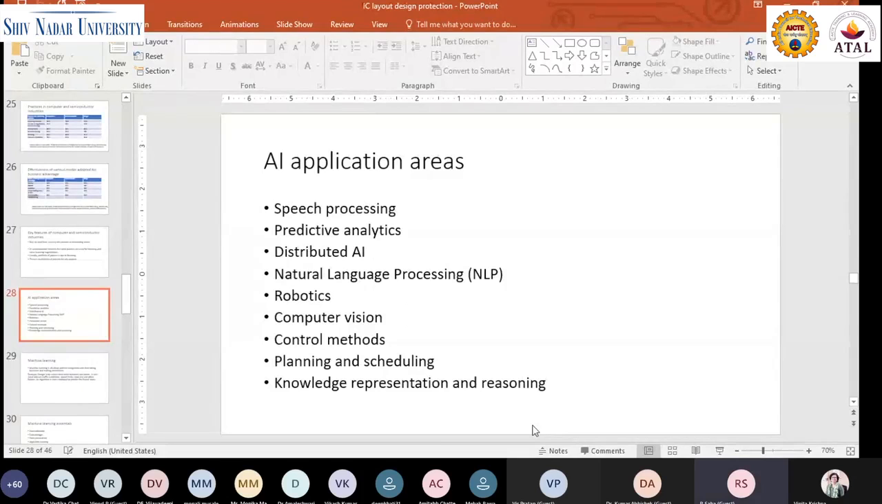So these are the various areas. I've given the word AI, but it can be true for other industries also, because AI means basically you're looking at very large databases, speech processing and distributed AI, NLP, robotics, computer vision, machine learning, and so on.